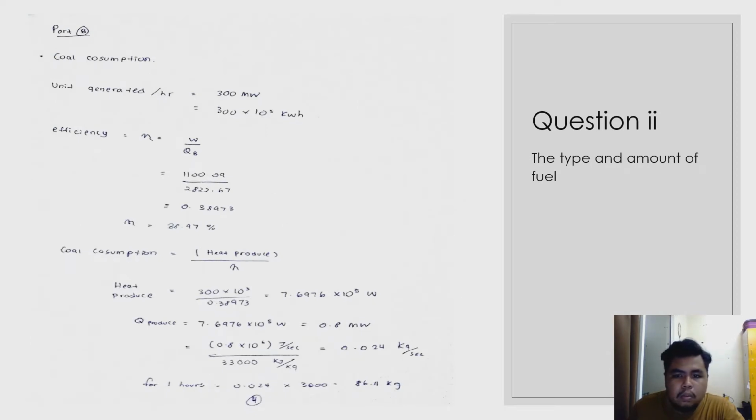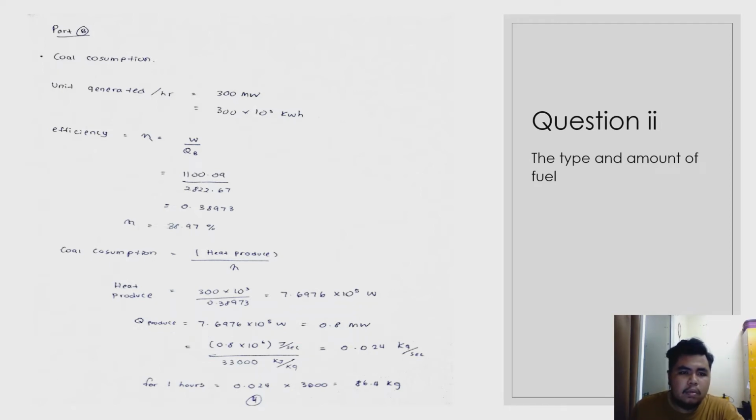So for question 2, we need to find the type of fuel and the amount of fuel used in this power plant. So the type of fuel is coal. The power plant uses coal as its fuel. After that, we must find the amount of fuel used in this power plant.